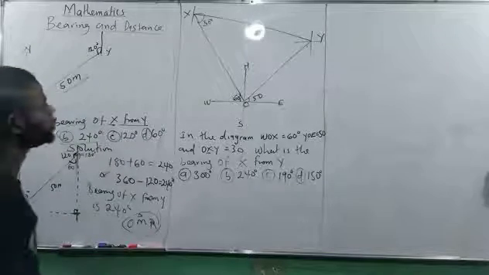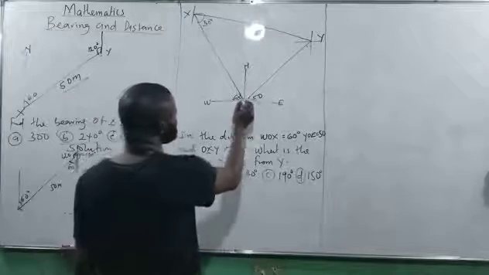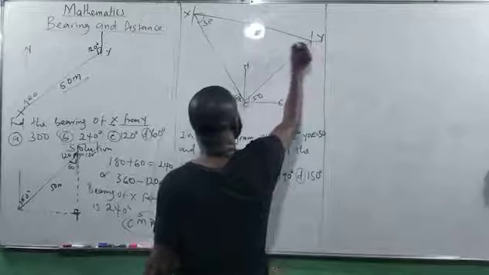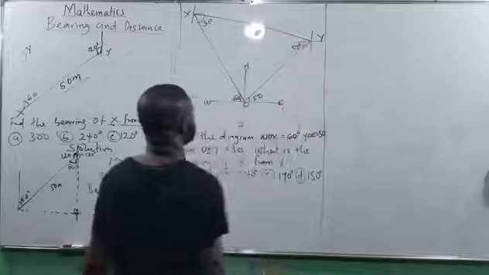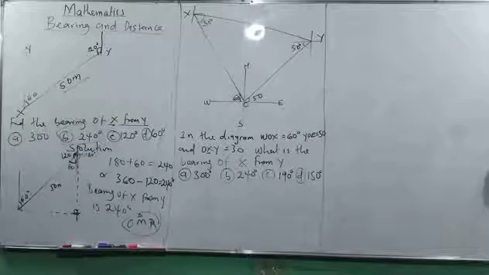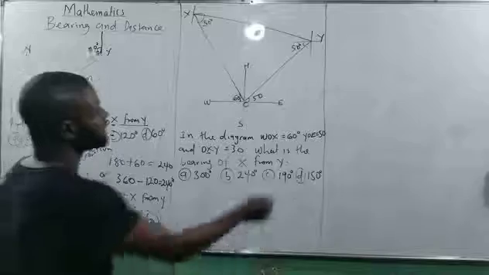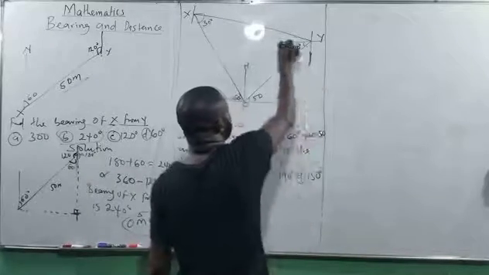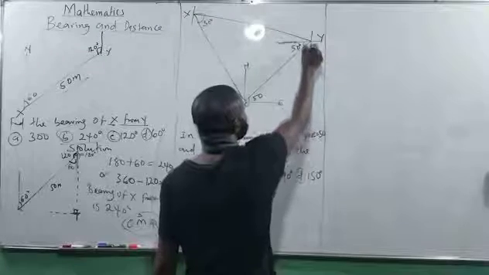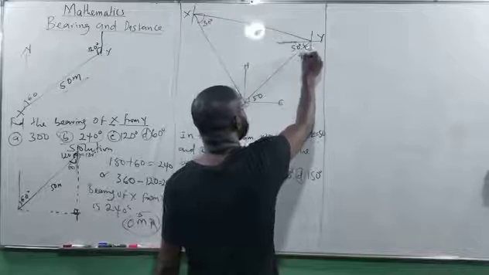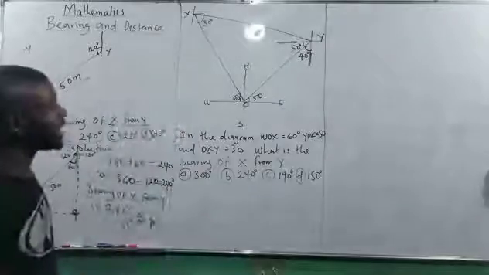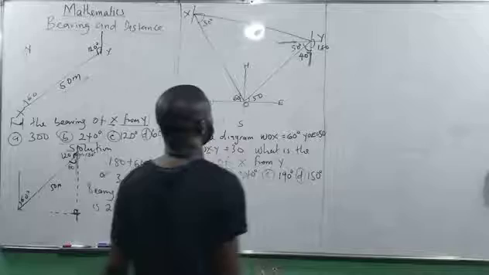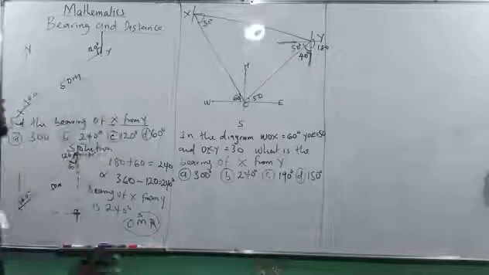Now, mind you, I've always talked about this Z angle, which is the corresponding angle. This will be 50 degrees. Take note of that. That should be very correct. Now, since this is 50 degrees, and from here to here is 90, it means indirectly here will be 40 degrees. Now, I know that from here to here is 180.